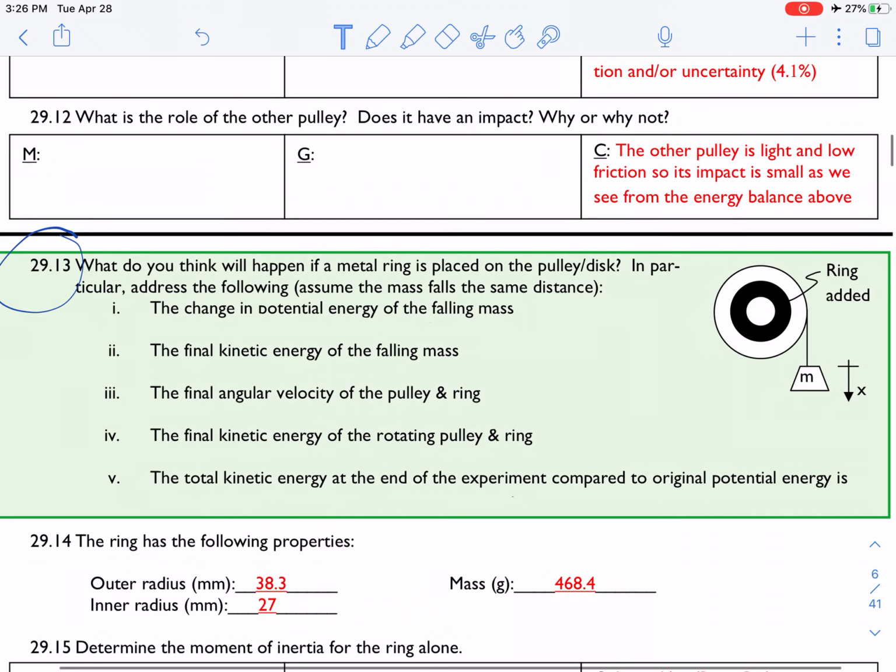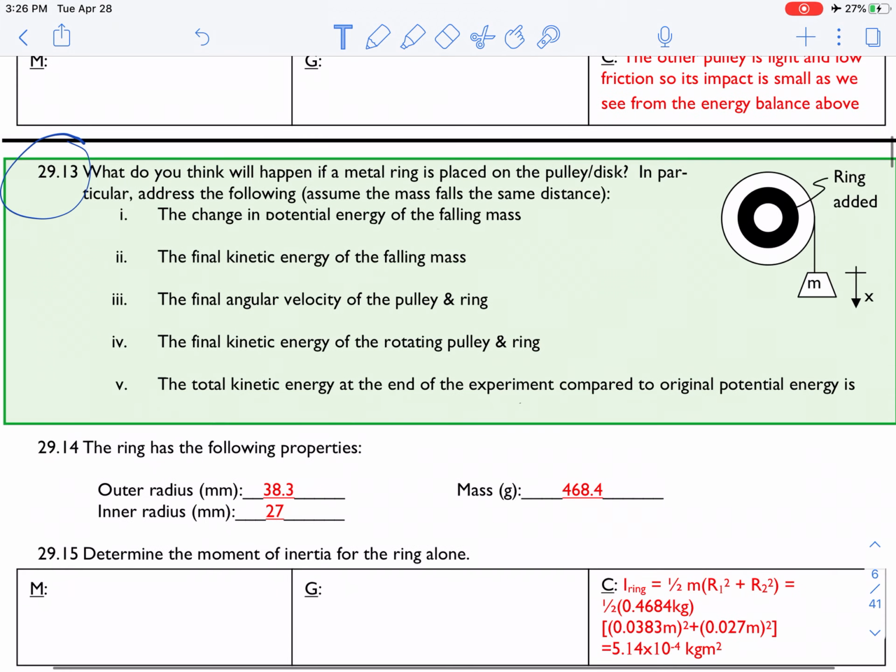And the next thing is 29.13. This is going to be a clicker question, and there will be 5 of them from the same question, because there are 5 different things that we are checking. So what we have now is the pulley and the hanging mass, but we are also adding a ring to the pulley. So how will things change? You're going to take a look at that and then answer the questions.